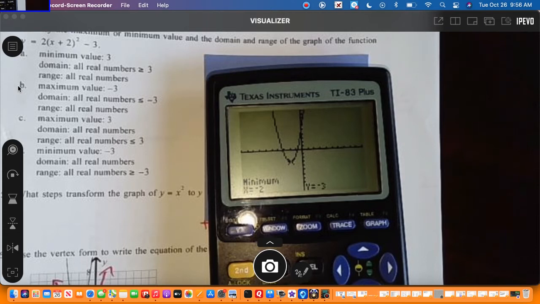Your domain is always what? So you go graph and you go second trace, minimum. All real numbers. So you can already narrow it down to C or D. Okay, that's what I got.